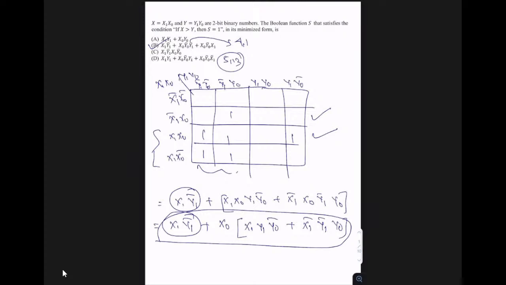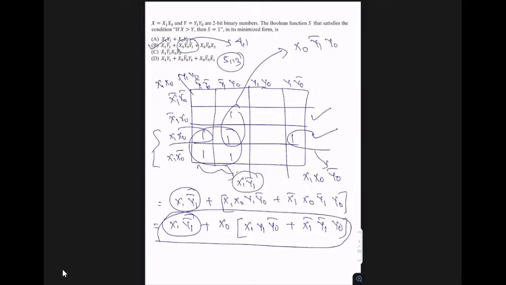If you simplify this, this is a quad and this is a pair, and this is a pair. For this, the expression from the row is x0, and from the column you get y1 bar y0. Similarly, for this, from the row you get x1 x0, and from the column you get y0 bar. And of course, we know this one is x1 and y1 bar. So the answer is x1 y1 bar plus x0 y0 bar.